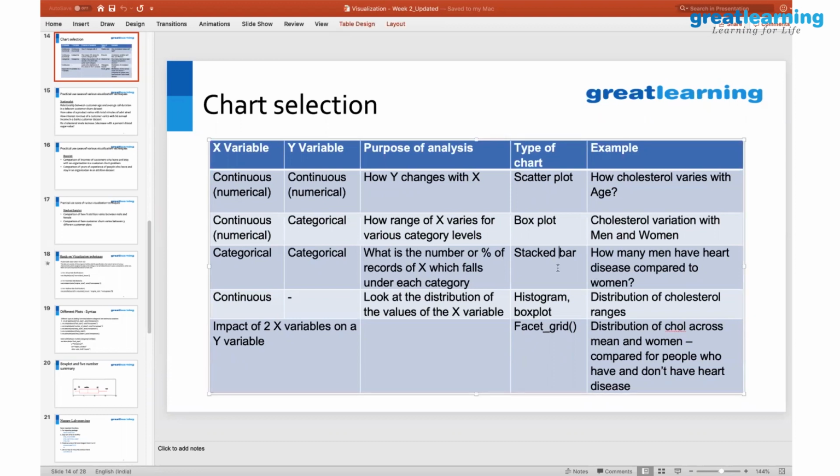And when we say stack bar, it is more like a histogram kind of a thing. It just represents one value and how much it is. That's all a stack bar can do. So for example, you see how many men have heart disease compared to women. You can have 2 bars, one for men, one for women. Number of men having a heart disease, number of women having a heart disease. That's all a stack bar can do.